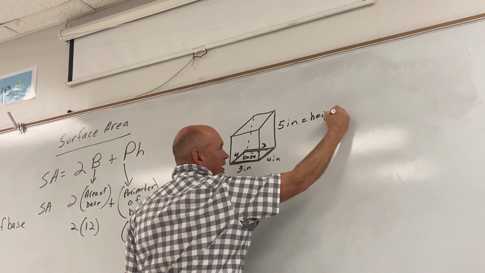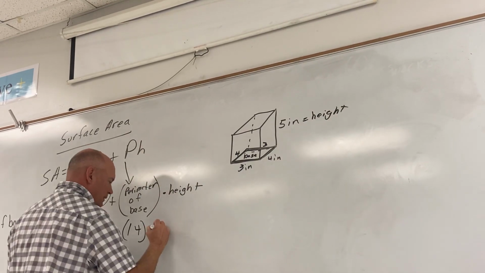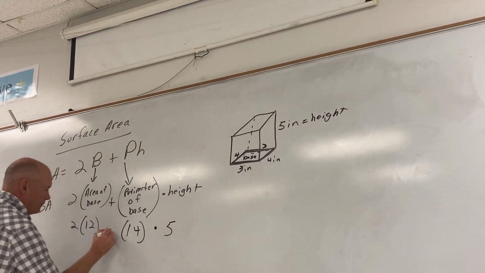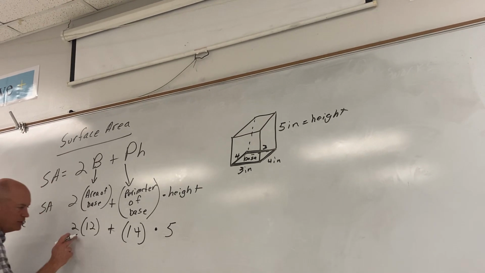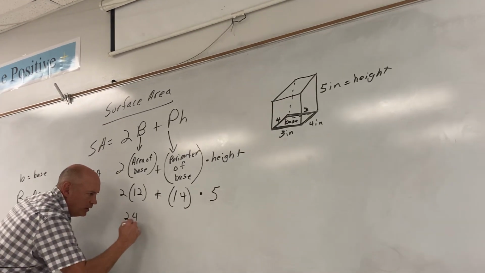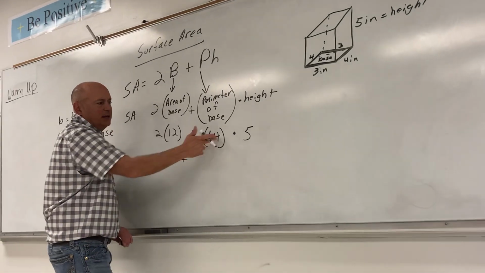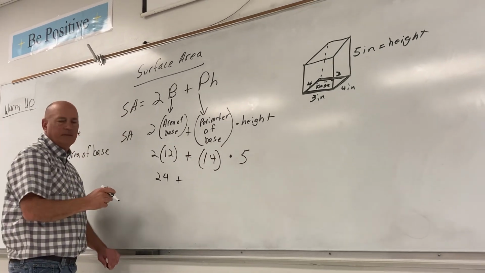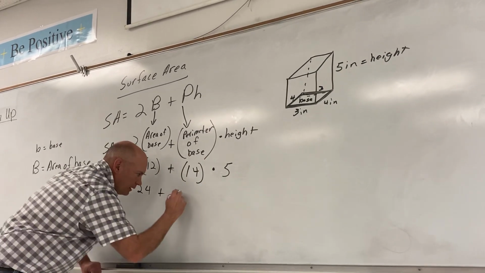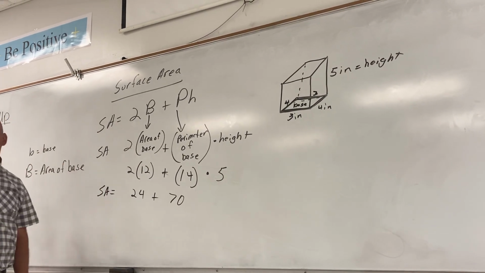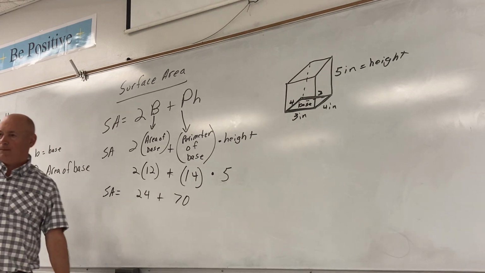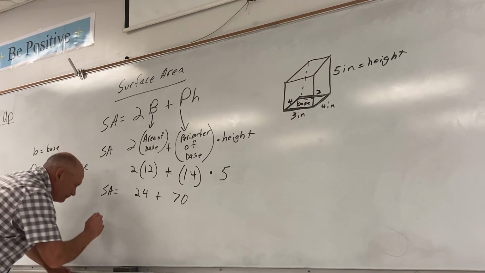We have now plugged in everything. So let's do a little bit of math now. What's 2 times 12? 24. Plus, what's 14 times 5? 70. Let's add those two together. That will be our total surface area. What's 24 plus 70? 94.